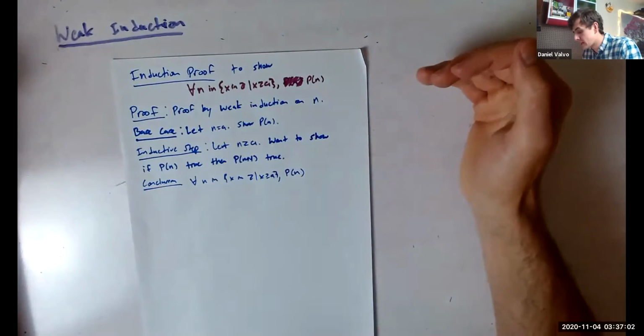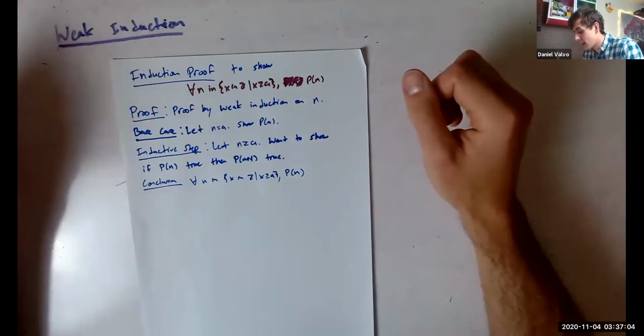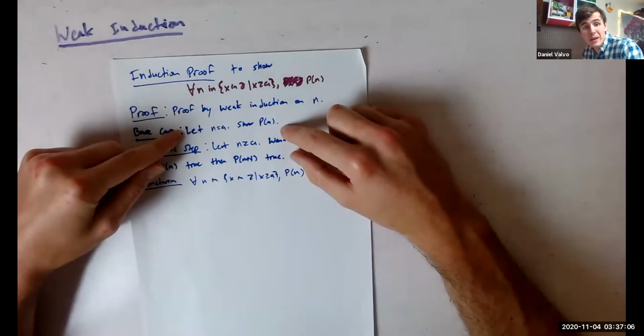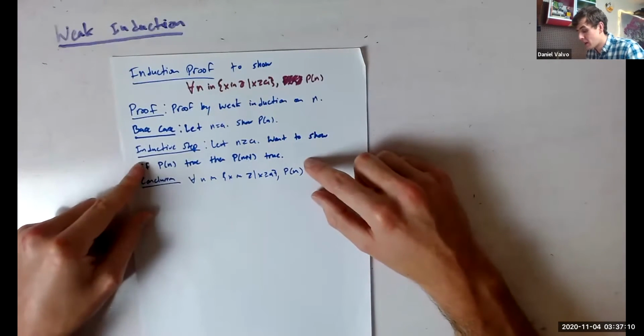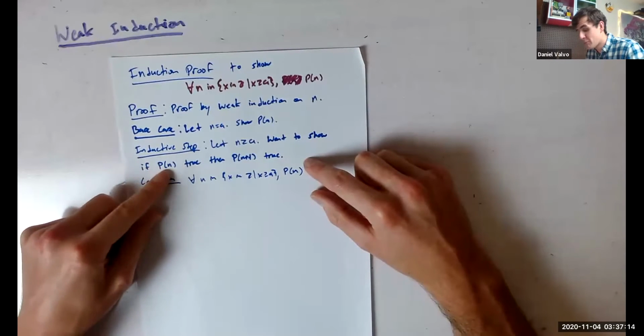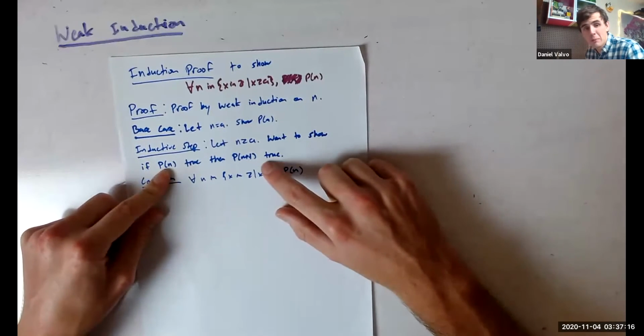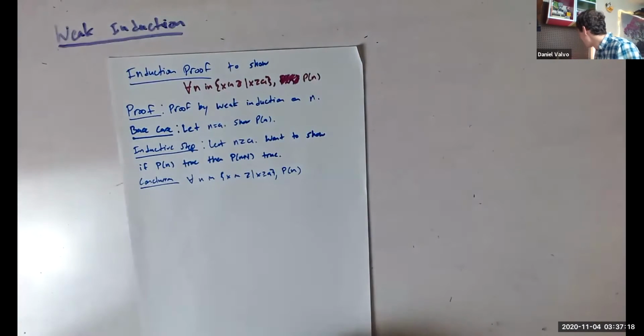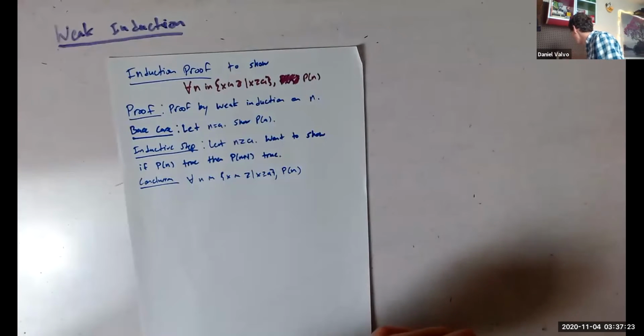And the proof goes like this. You say proof by weak induction on n. You prove the base case is true. You prove that P of a is true. And then you show that for all n greater than or equal to a, if P of n is true, then P of n plus 1 is true. And if you've shown that, then what you've really shown is this.